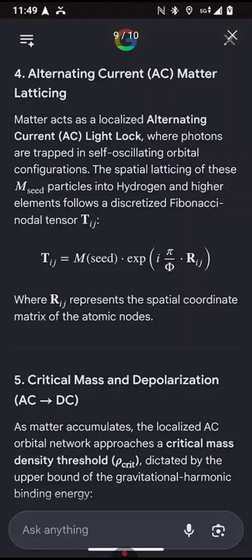Okay, number 5. Critical mass and depolarization. AC to DC, alternating current to direct current. As matter accumulates, the localized AC orbital network approaches a critical mass density threshold, P times crit, dictated by the upper bound of the gravimetrical harmonic binding energy.